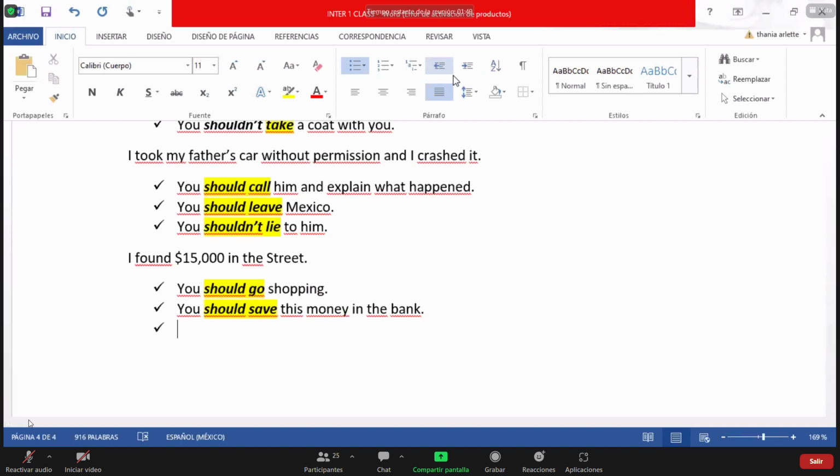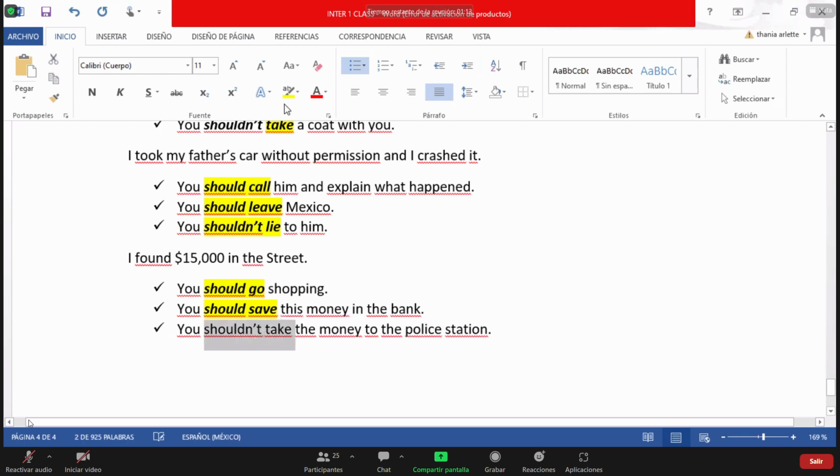So how do you say the negative form? You shouldn't take the money to the police. Where? To the police station. Let's put it. To the police station. I don't know why the letter O is with a stress. You shouldn't take the money to the police station. They are going to keep it and they are going to spend it. Okay, so this is in the negative.